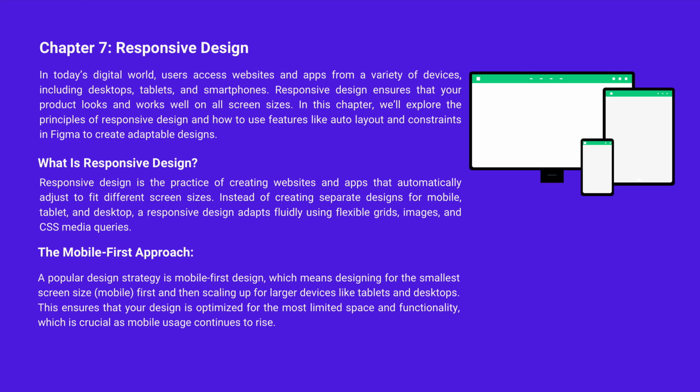So we don't need to create two designs. All you need to do is create one design, and that design can adapt to mobile or tablet or desktop. What is responsive design? It is the practice of crafting websites and apps that automatically adjust to fit different screen sizes. Instead of creating separate designs for mobile, tablet, and desktop, a responsive design adapts fluidly using flexible grid images and some CSS media queries. Mind you, that is coding, but for this, we're going to use Figma to achieve that.